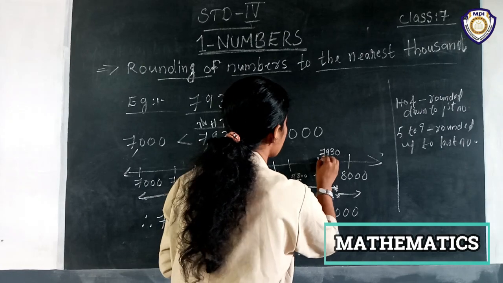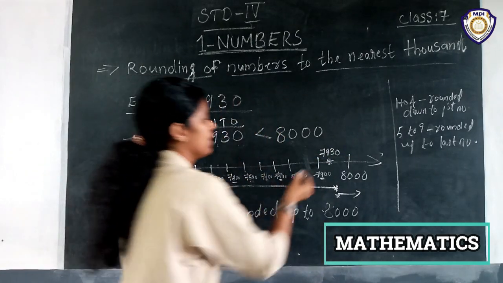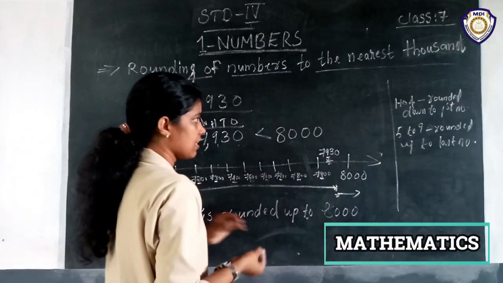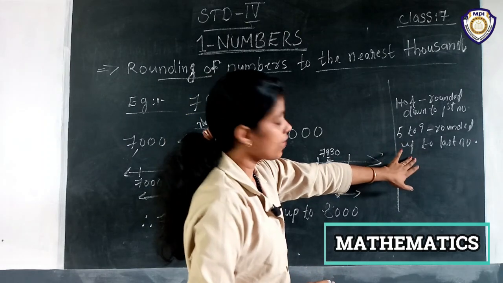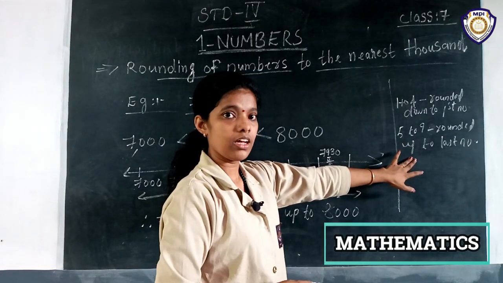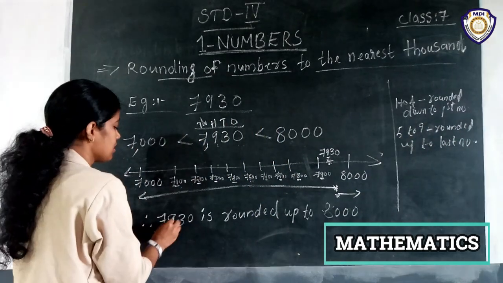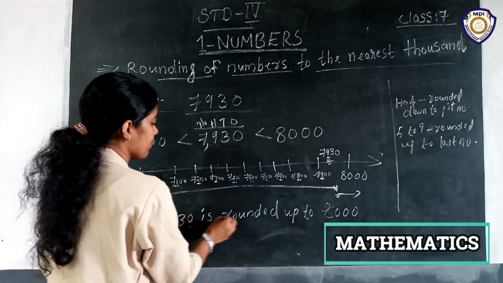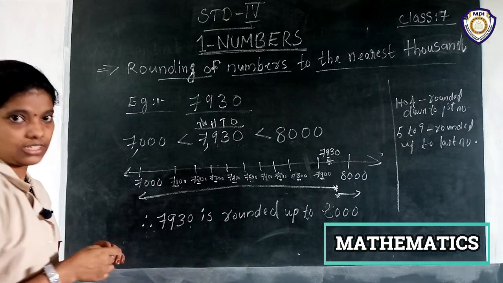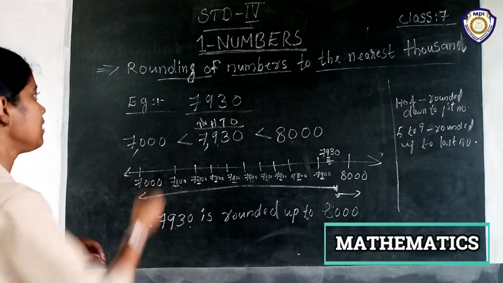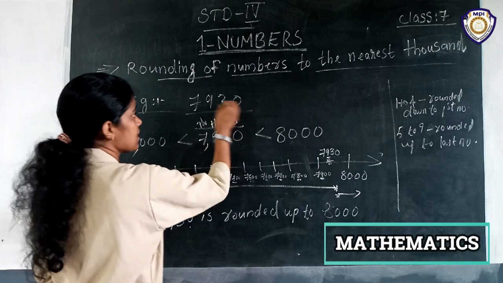Our number is 7930. 9 is in the hundreds place. 5 to 9 numbers are rounded up to the last number. Therefore, 7930 is rounded up to 8000. I will explain one more time. 7930 is our number.